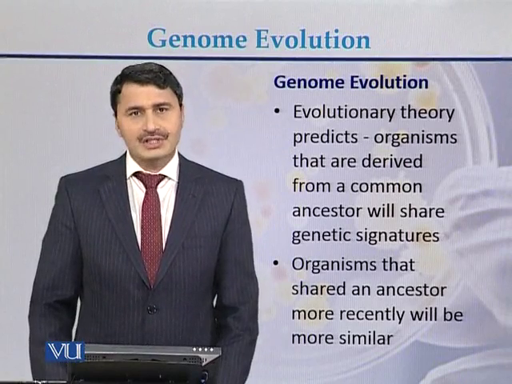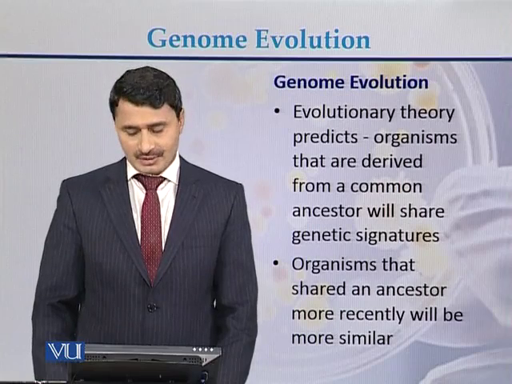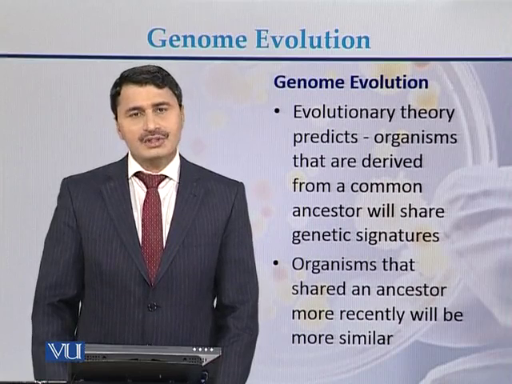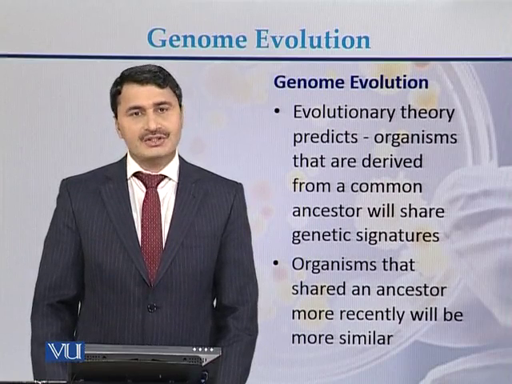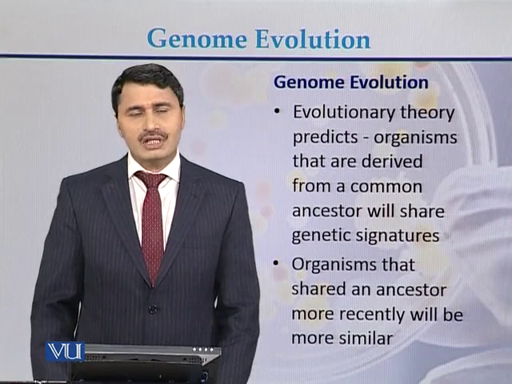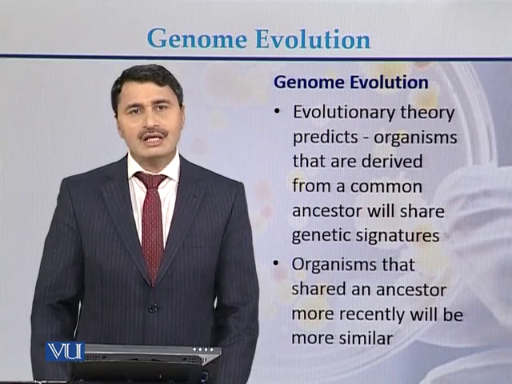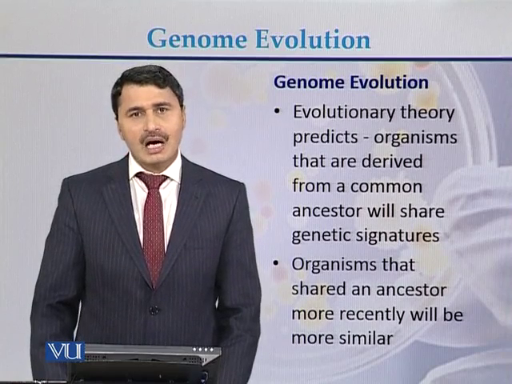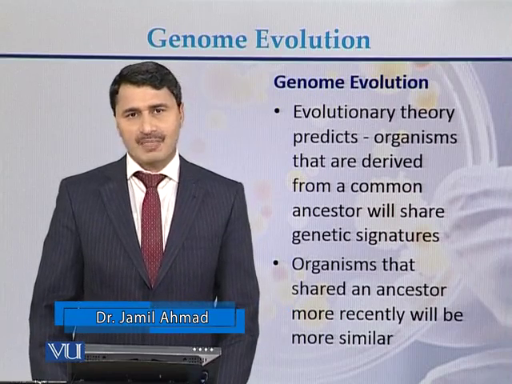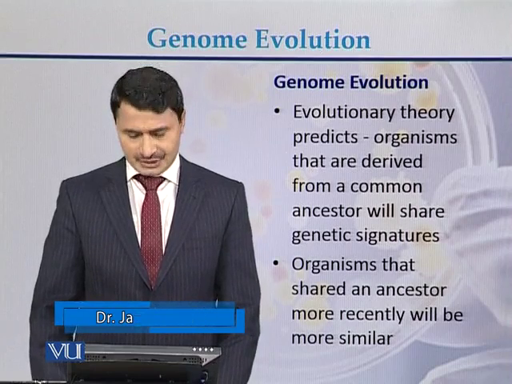Evolutionary theory predicts that organisms derived from a common ancestor will share genetic signatures. Organisms that shared an ancestor more recently will be more similar. So this is the concept of evolutionary theory, that organisms derived from a common ancestor will have similar signatures, also called genetic signatures or DNA sequences.